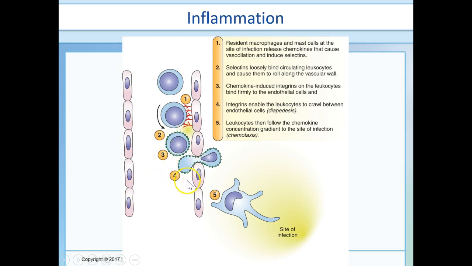The integrins enable the leukocytes to crawl between the endothelial cells. This process is called diapedesis, okay, as it squeezes through. The leukocytes then follow the chemokine concentration gradient to the site of infection. You can kind of see him squeezing through, and now he's in the tissues, and he's going to work his way, kind of like a worm through the dirt, to get to the site of infection. This is called chemotaxis. Think of taxis. It looks like it's got the word taxi in it, and you transport yourself in a taxi. That's the process of moving to the site of infection because of a chemical.